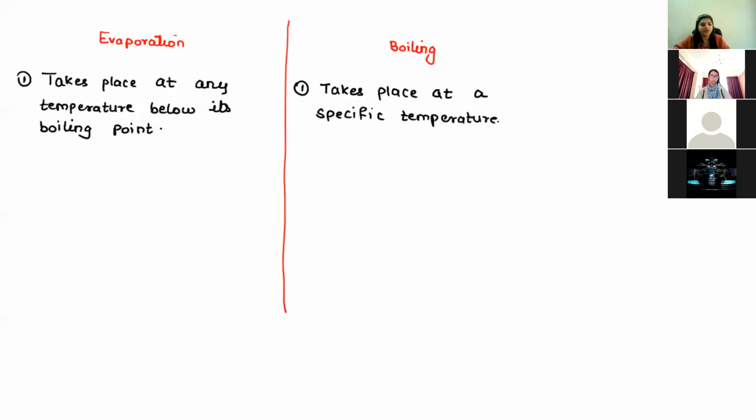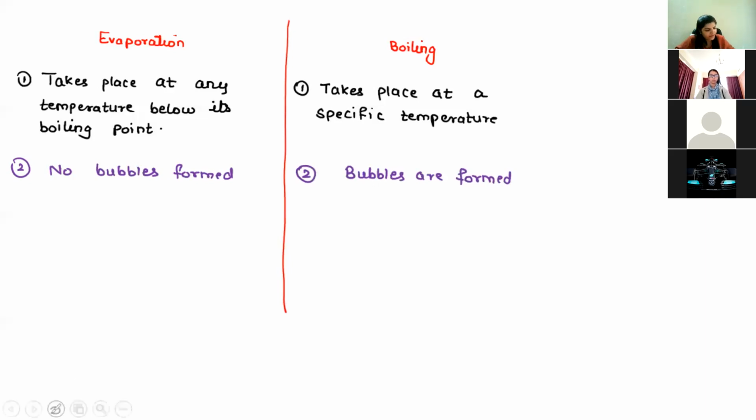Where do you see bubbles? Bubbles formation. In evaporation or boiling, where are bubbles formed? Boiling. Yes, very good. So in evaporation, no bubbles are formed, and in boiling, bubbles are formed. Okay, now I'll tell you the technicality of evaporation and boiling.